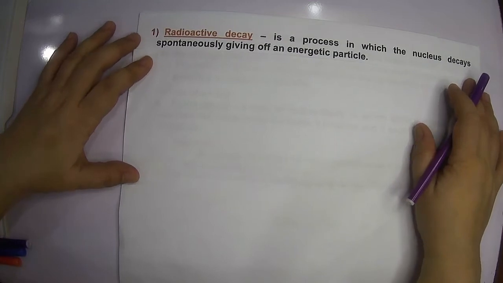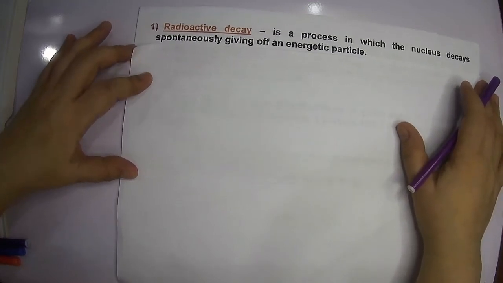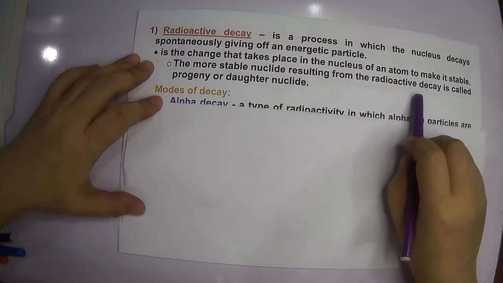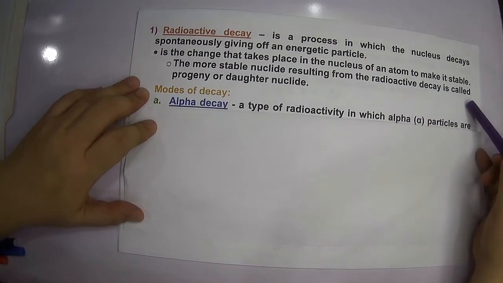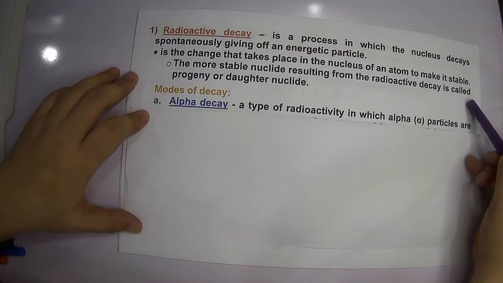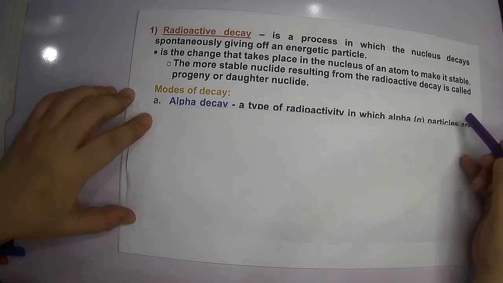Radioactive decay is a process in which the nucleus decays spontaneously, giving off an energetic particle. It is a change that takes place in the nucleus of an atom to make it stable. The more stable nuclei resulting from the radioactive decay are called progeny or daughter nuclei. We have five modes of radioactive decay.